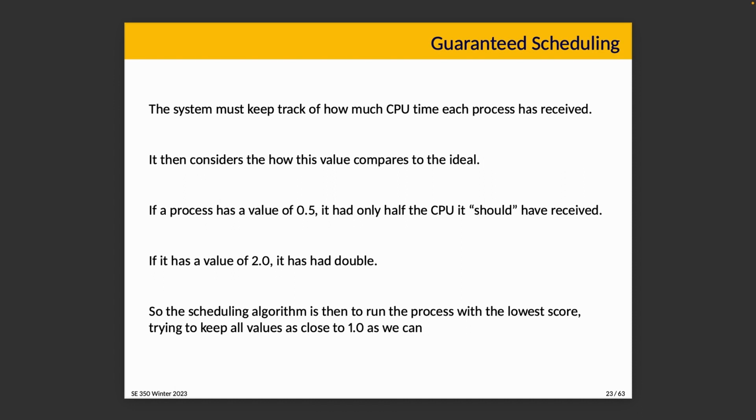Alternatively, if a process has CPU time of double, 2.0, it's an indication that, well, it's received more CPU time than would be fair, so it should have a low priority, meaning that other processes get to run instead. All right, and the slide uses the word should, but should is put in quotation marks. And the scheduling algorithm is to run the process with the lowest score, trying as best we can to keep every process close to 1.0.